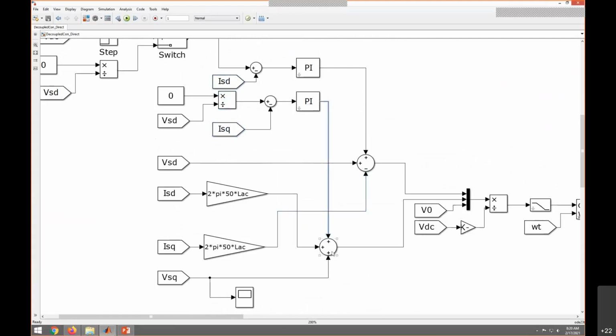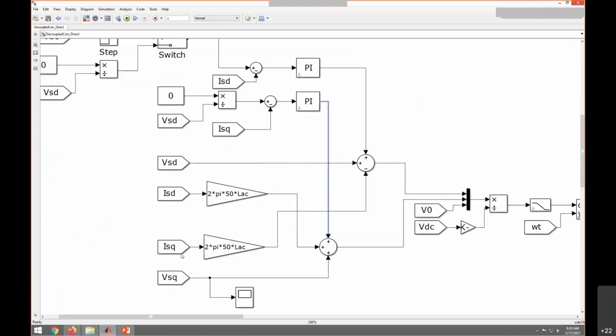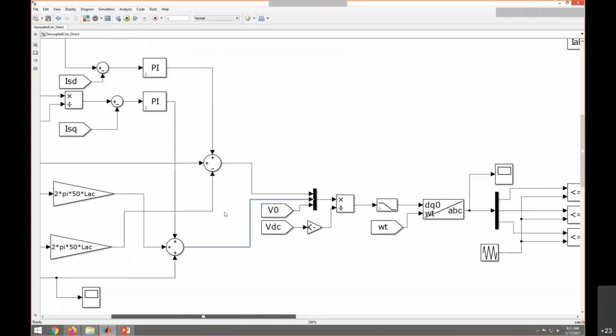So this is going here, and we are adding this VSQ here. And this decoupled term, that is omega LS into ISD, or in this case omega LAC into ISD, is also added here. That gives you the exact VTQ. Okay, that gives you the VTQ. Clear?